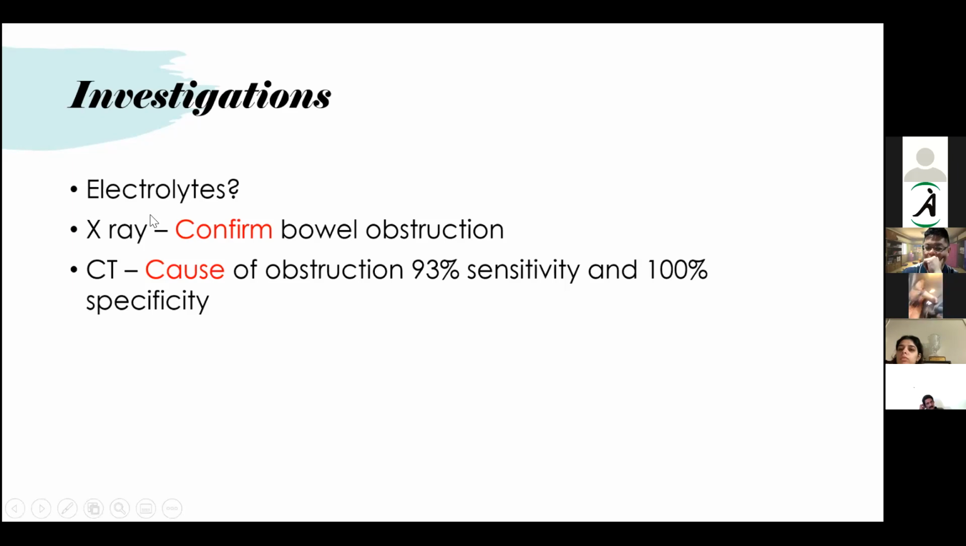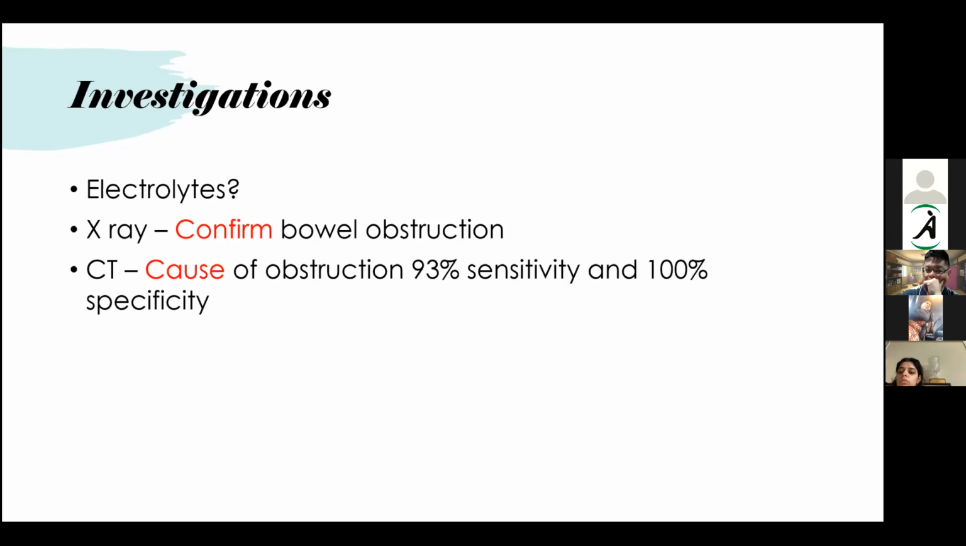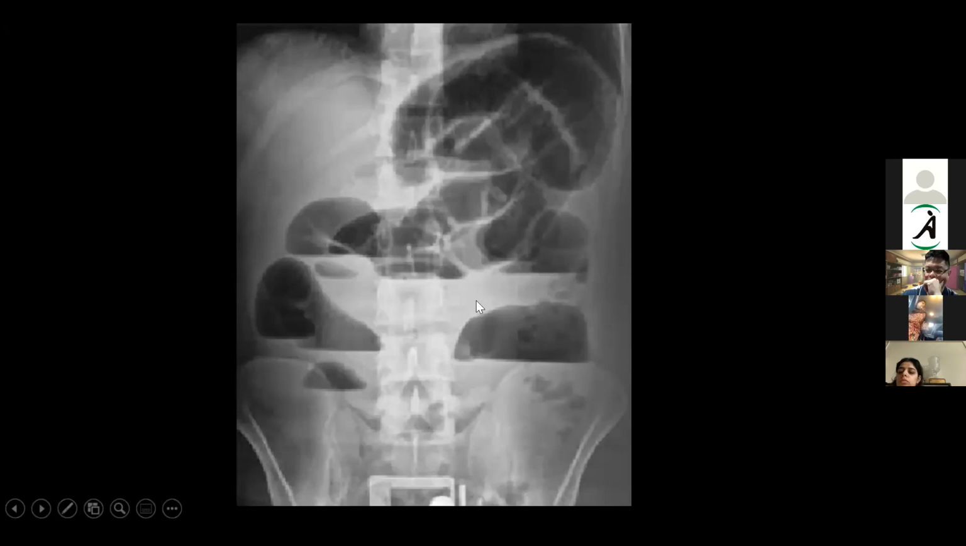Imaging wise, the one thing that you can usually use to confirm the bowel obstruction would be an X-ray. It is very easy to do. It is almost universally available. One thing to keep in mind is that the X-ray of the abdomen should be erect, should not be in a supine position. What you can appreciate is some air fluid level. So this is some advanced obstruction.